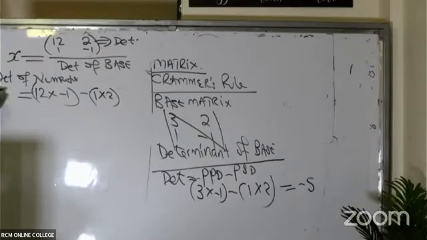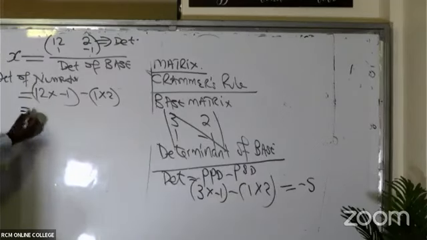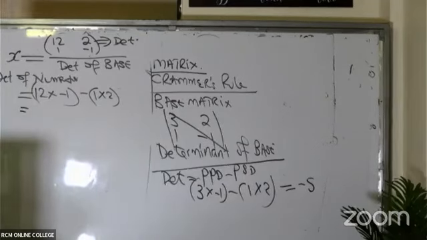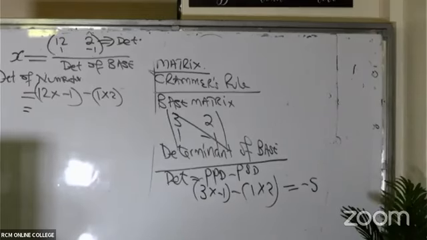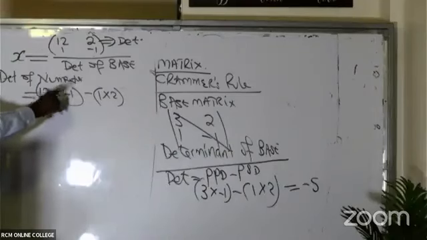Somebody in this case, using your calculator directly. Is there anybody who is able to give us the determinant of the numerator? You say open brackets, 12 times minus 1, close, minus 1 times 2.